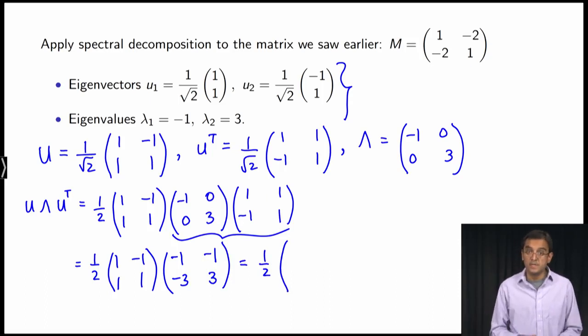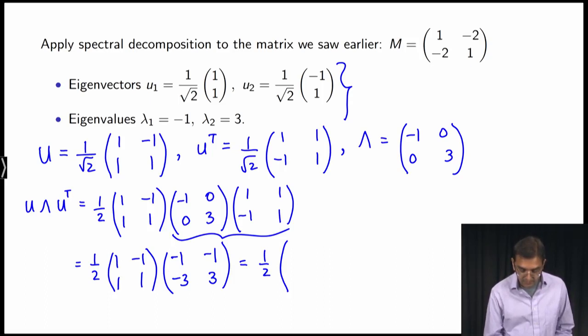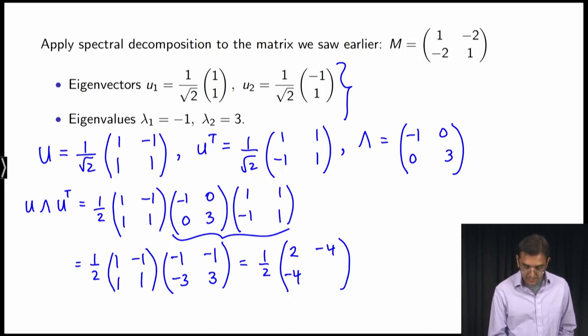And now let's multiply those two matrices. So we get -1 plus 3, 2. We get -1 minus 3, so -4. -1 minus 3, -4. And -1 plus 3, 2. And so we indeed get back M.